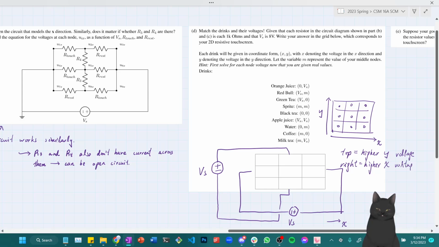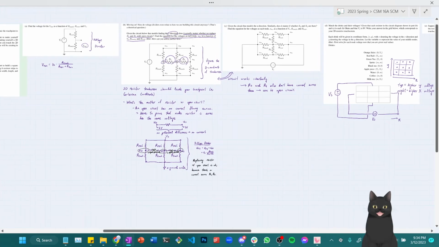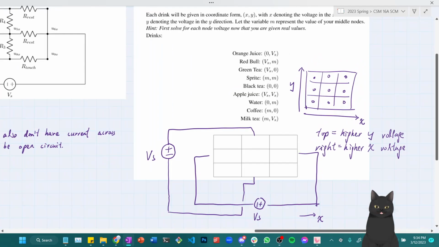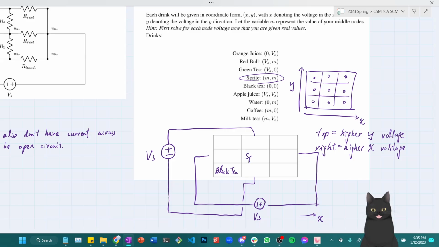So now that we have fit our panel into the resistor touchscreen setup, which you can see from part C and part D again, we can start filling in things. First of all, the black T is 0, 0, so it has to be at the bottom and at the left. As a sanity check, the sprite, which is m, m, must be somewhere that is middle in x and middle in y, so that would be straight in the middle of this 3x3 cell. And Vs, Vs then should be at the top right.